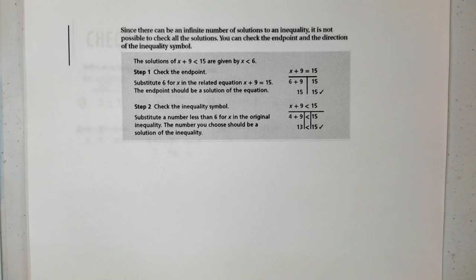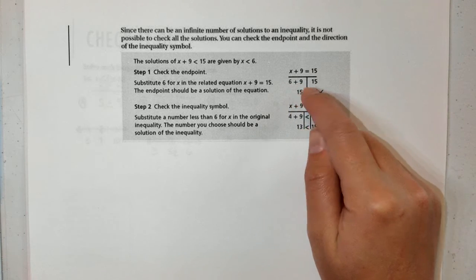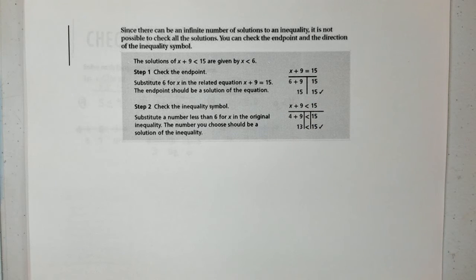Just a reminder, since there is an infinite number of solutions to an inequality, it is not possible to check all the solutions. Okay, you can check the endpoint in the direction of the inequality symbol. So the solutions of x plus 9 is less than 15 are given by x is less than 6. So step 1, you can check the endpoint. Make sure you substitute in 6 for x in the related equation, x plus 9 equals 15. The endpoint should be a solution of the equation. So you replaced x with 6, 6 plus 9 is 15, 15 equals 15.